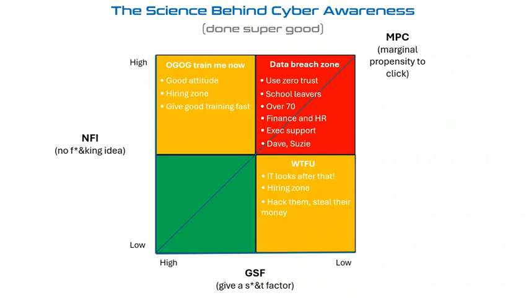Now, bottom left, this quadrant is called the fortress walls. Here your people are knowledgeable, they give a shit, they will fight for you, and they won't destroy your company like Dave or Susie. This is the preferred hiring zone, but of course companies don't give a shit about cyber awareness knowledge for new staff. Generally, they just slap them on a computer and hope for the best. It is recommended for your hiring practices to actually assess their marginal propensity to click score, and provide appropriate training or hack them, and do it fast.